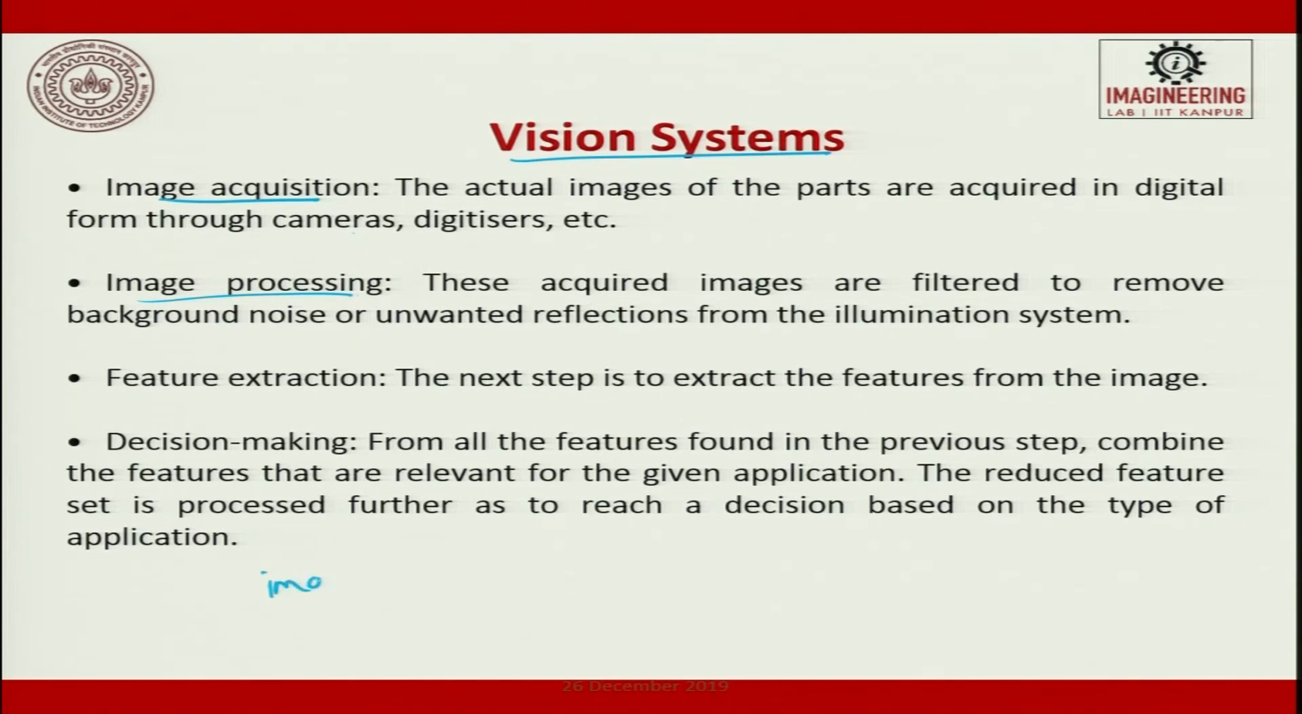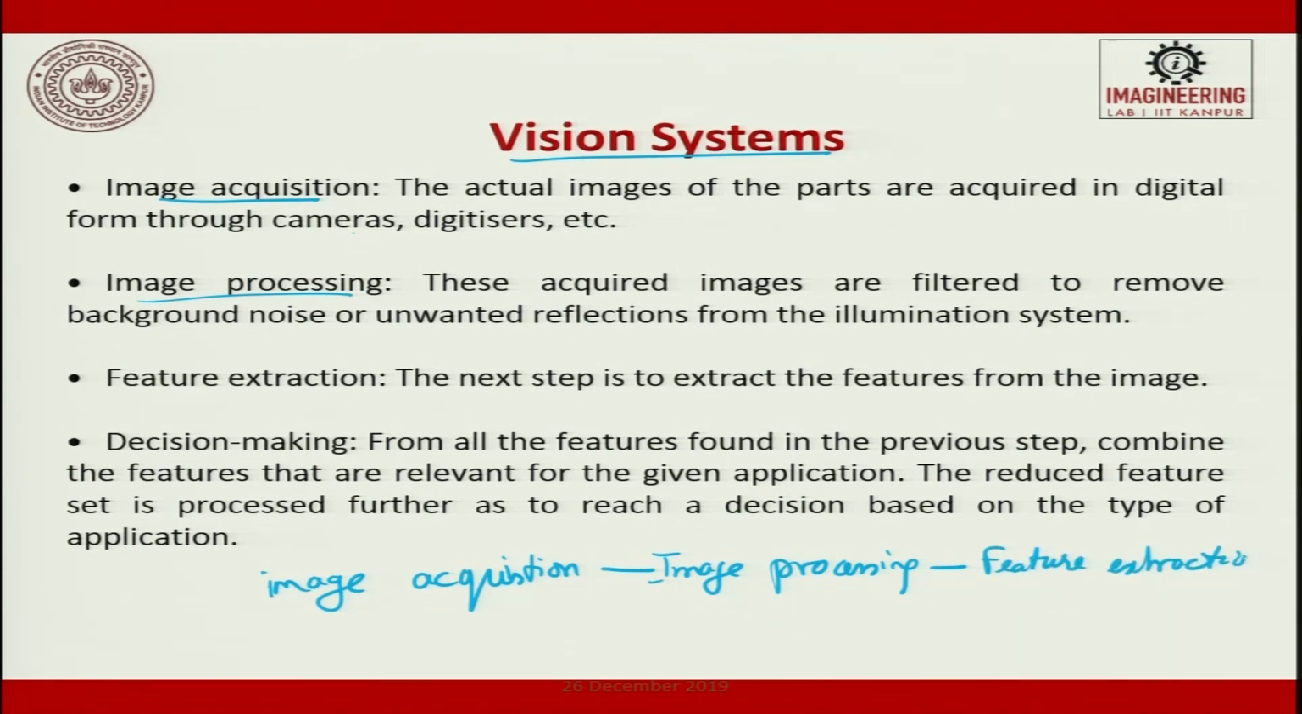So, image acquisition is the first step, then we do image processing, which is the second step, then we move to feature extraction, and then we take the decision making. Image processing is the second step, and feature extraction is the next step. From the processed image, the features will be extracted.